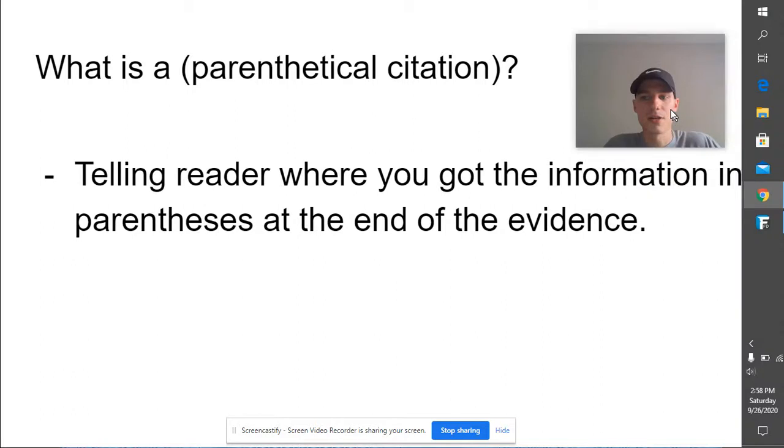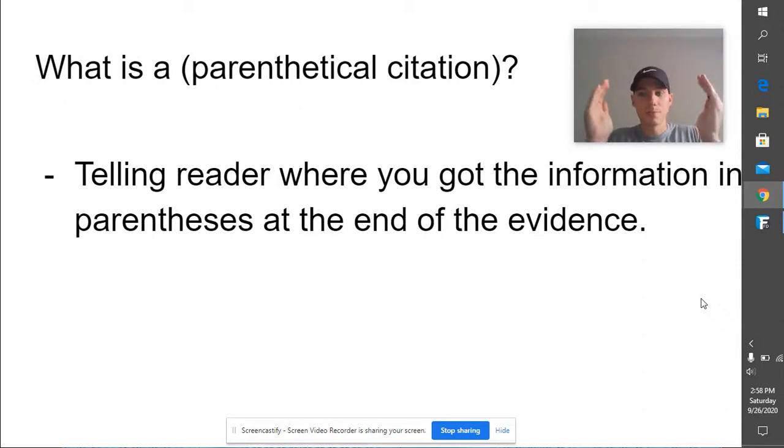So what is parenthetical citation? Telling readers where you got the information in parentheses at the end of the evidence. So I would have my evidence in quotes, most times in quotes if I'm going to use word for word. Right after that, I would have the parentheses that look like this, with doc A, doc B, doc C, whatever document that I got that specific quote or piece of evidence from. I would have to put that after the quote, inside of the period. And we'll show what that looks like here.